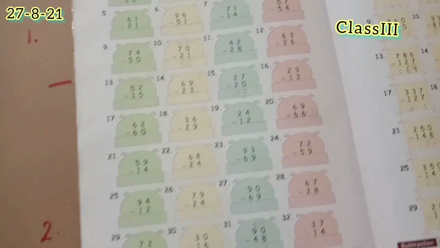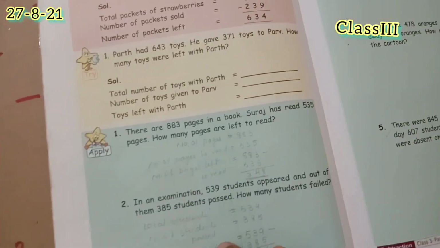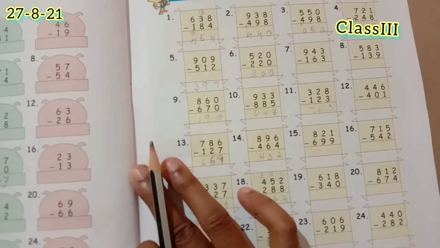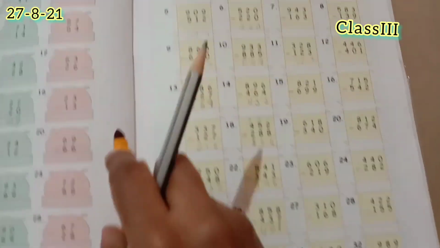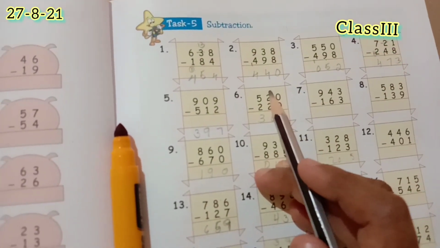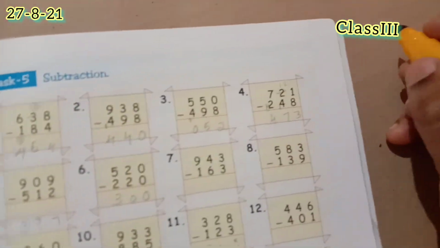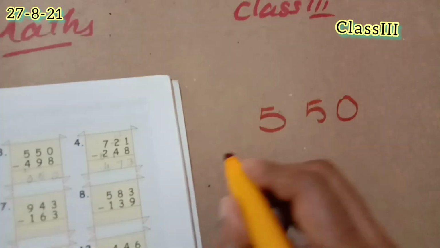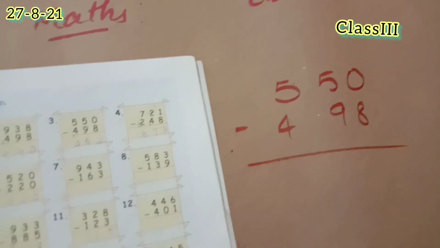So please take your textbook, page number 67. Page number 67. Many of you I think submitted, but I hope someone needs more clarification regarding this. Subtraction with borrowing. Consider the third question: 550 minus 498. How will we do it?